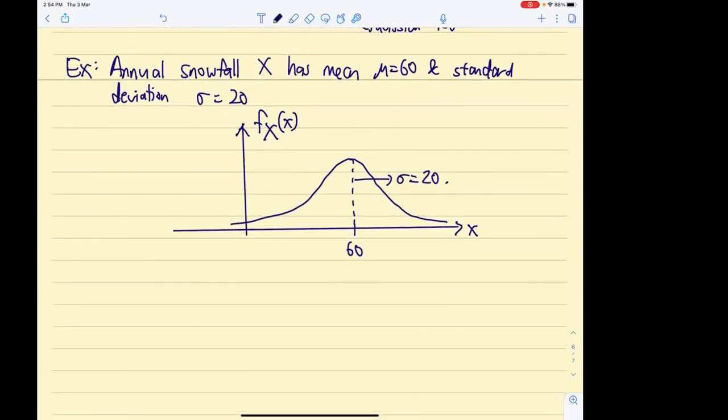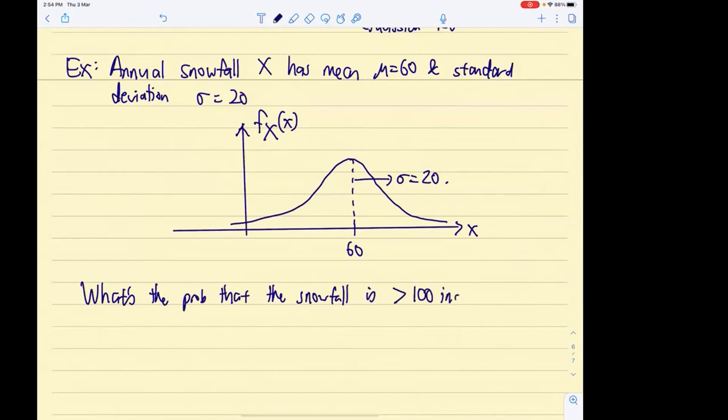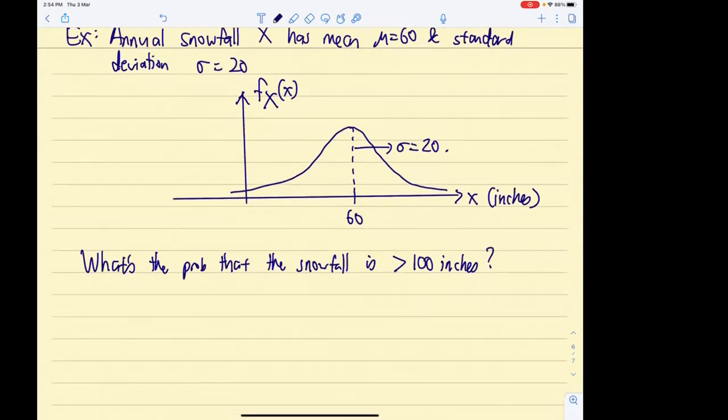So this year, we had a particularly heavy snowfall. What is the probability that the snowfall this year, or this day, whatever, so far is more than 100 inches? Oh, this is in inches. I don't know whether we use inches here or not, but whatever. So we're interested in the probability that X is bigger than 100.